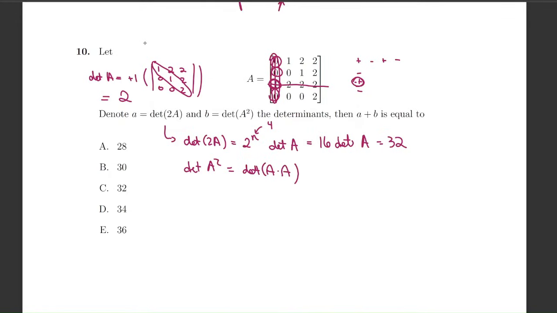And then that can be decomposed just by determinant rules into determinant of A times determinant of A. And that gives us 2 times 2, which is 4. So a plus b is equal to 32 plus 4, which is 36.